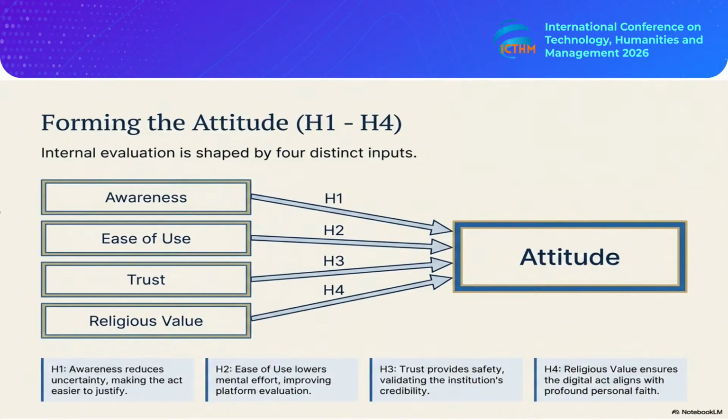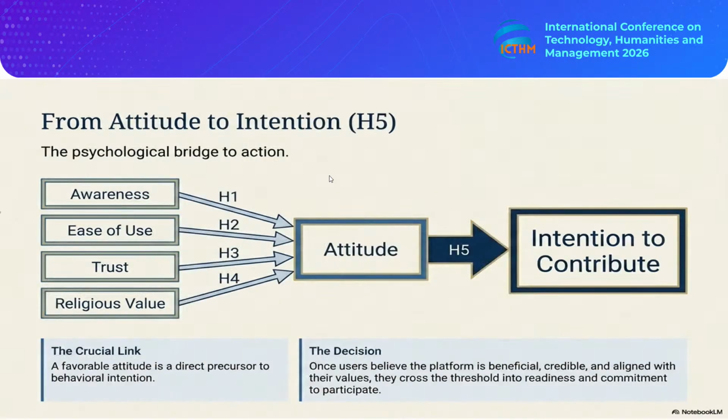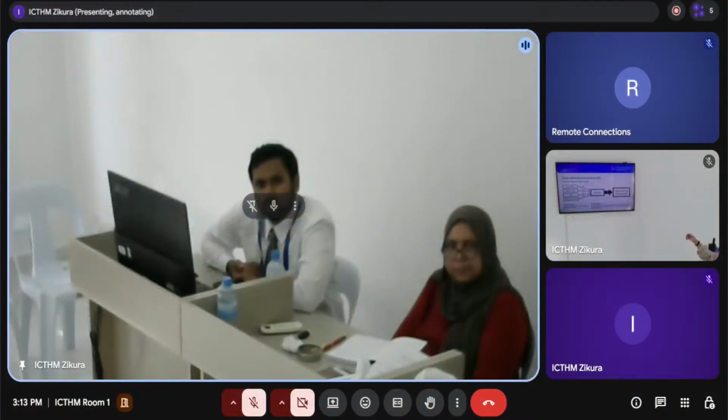Here we have four hypotheses: awareness towards the attitude, ease of use towards the attitude, trust towards the attitude, and religious value towards the attitude. Next, how this attitude relates to the intention to contribute. And the last one is the hypothesis of how this intention to contribute will shape perceived socioeconomic effect. The next one, how awareness can measure the perceived socioeconomic effect.